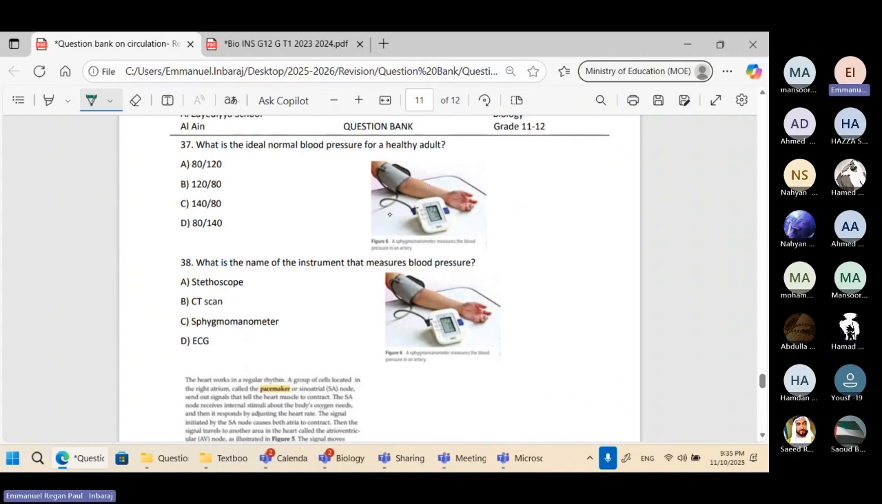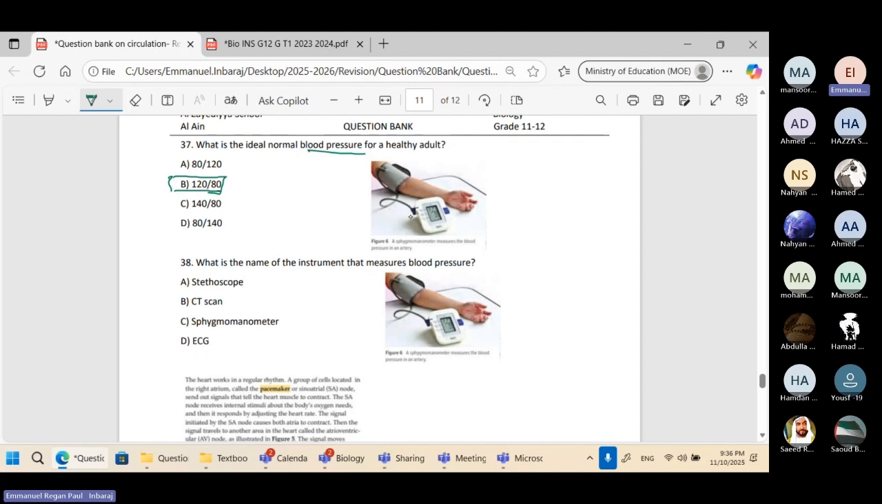Now, what is the normal blood pressure of a person? It's 120 by 80. What does that mean? This 120 is for systolic pressure. Systolic means when your heart is contracted, it is 120, and 80 is when the heart is relaxed. Okay, so remember this reading, 120 over 80.